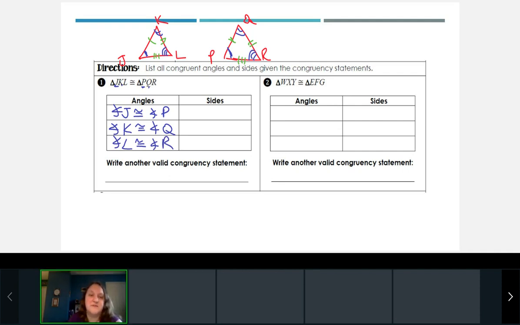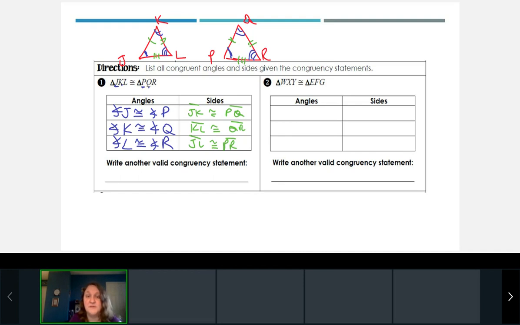And then we'll do the same thing with the sides. Side JK is going to be congruent to side PQ. Ooh, that's a Q. There we go. And what else do we have? KL will have to be congruent to QR. And JL congruent to PR. Lovely. Thank you, Rachel. Very nice.